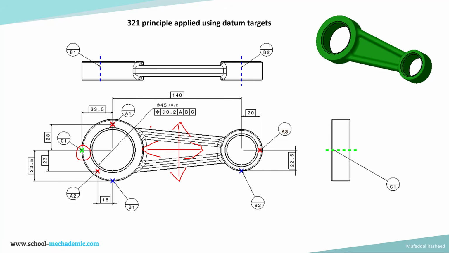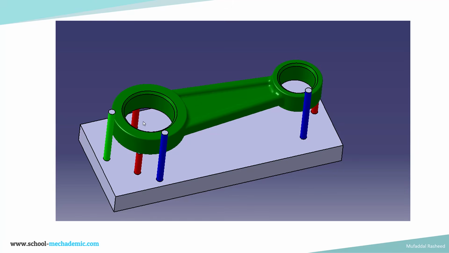The position of this hole within a cylindrical tolerance zone of 0.2 with respect to datum ABC, and ABC is being constrained using these datum targets. When the position of this hole is being inspected, this is how the part will be inspected. It will be rested on 3 points as shown here, 1, 2, 3 pins which contact at 3 points, A1, A2, A3, and then it will be brought into contact with 2 rods, 2 posts which will have line contact, B1 and B2.